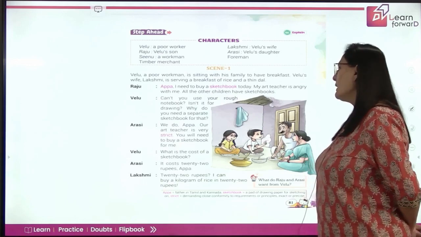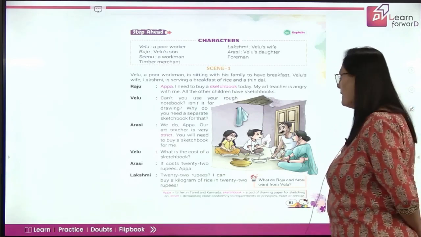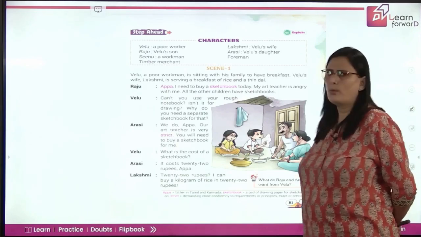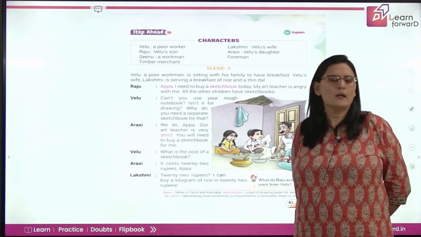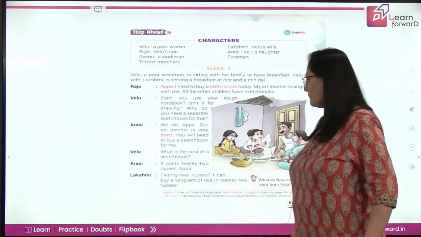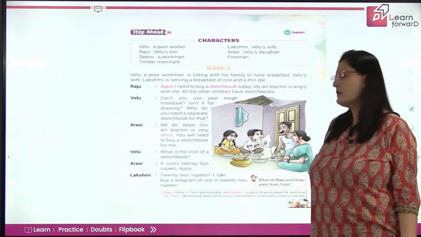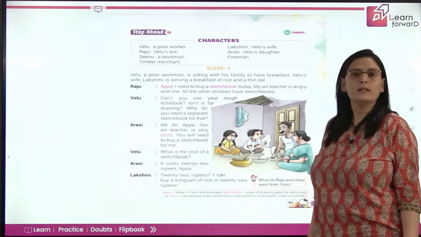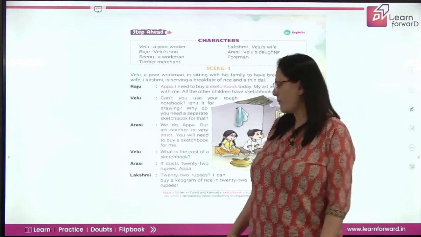Arasi: We do, Appa. Our art teacher is very strict. She gets annoyed. You will need to buy a sketchbook for me. So even the daughter says it is really difficult to convince the teacher. So we have to buy a sketchbook. Velu: What is the cost of it? Arasi: It costs 22 rupees, Appa. So 22 multiplied by 2, right? Because 2 notebooks were to be bought.